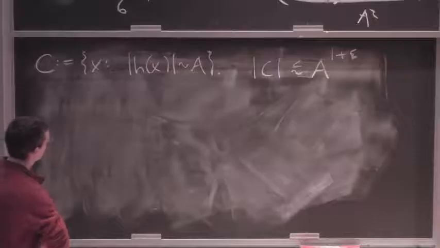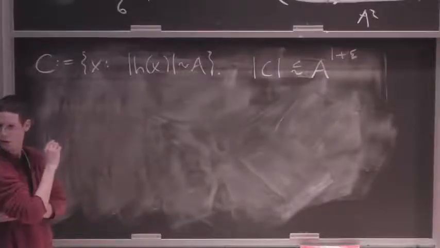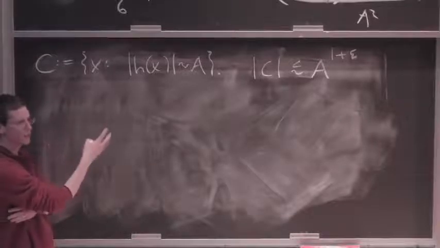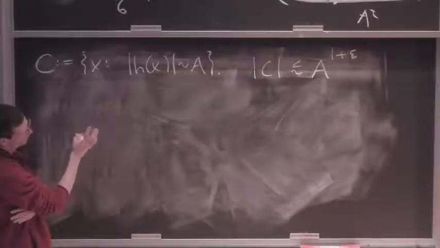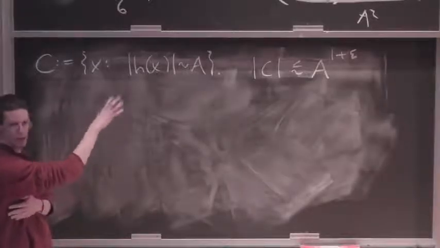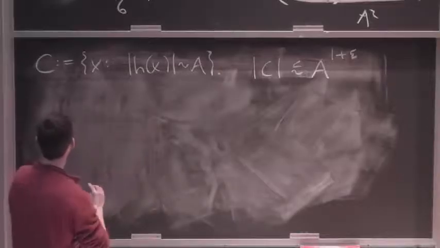Okay. Now, it's possible for this C to have size A. I'm going to show you how. And in fact, there are lots and lots of ways for C to have size A. And therefore, it's, I think, remarkable that C can never be really bigger than A. So let me explain how to arrange that C has size A.